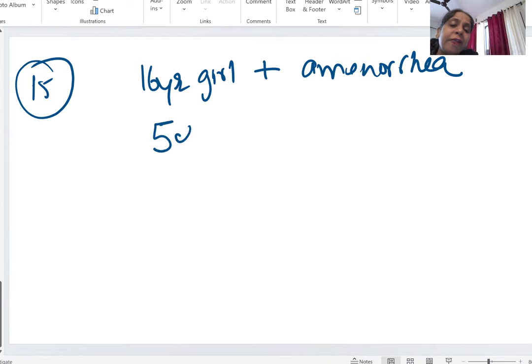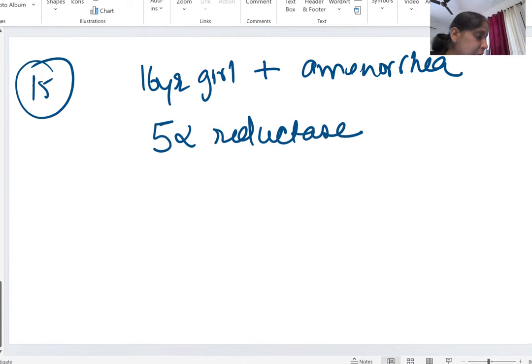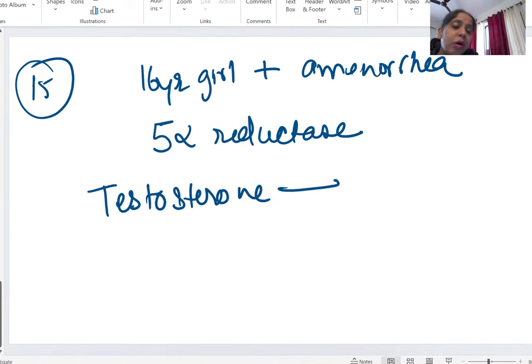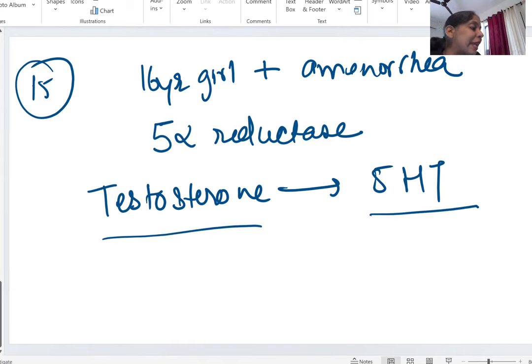Now 5 alpha reductase is present only in males. What does 5 alpha reductase do? It changes testosterone into 5-dihydrotestosterone, its active form, right? So testosterone will be produced in this male.